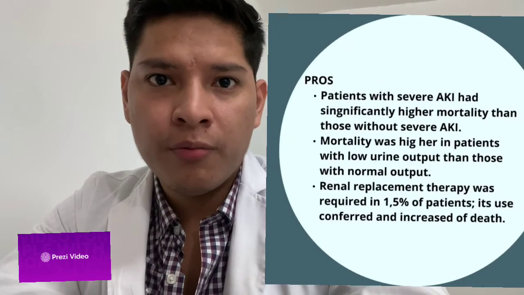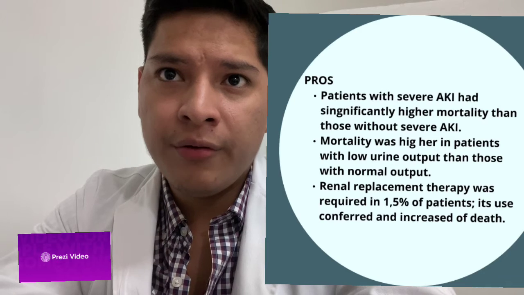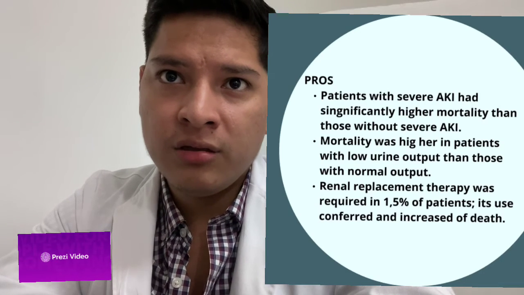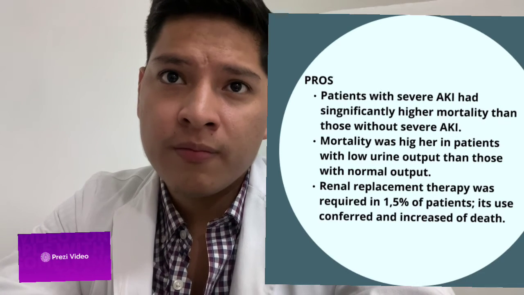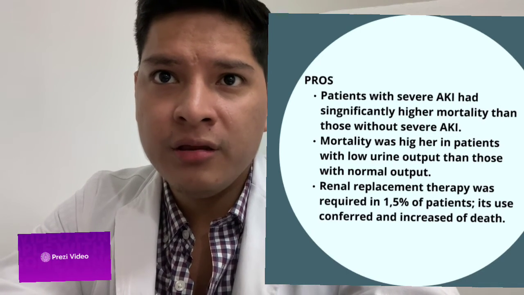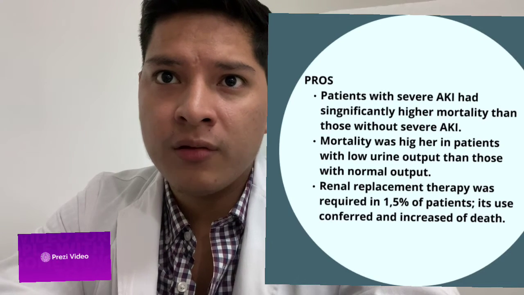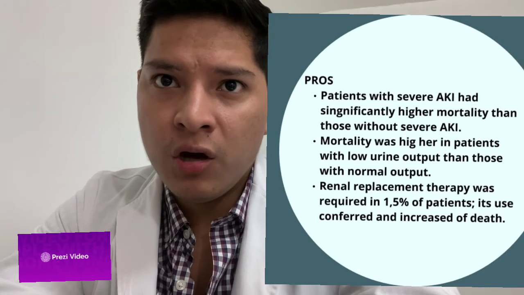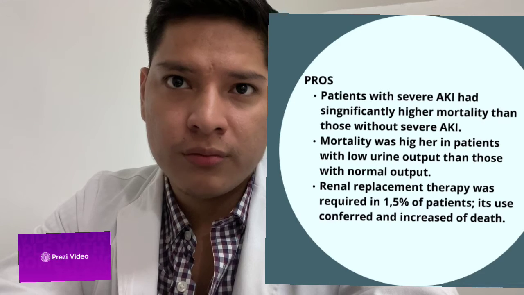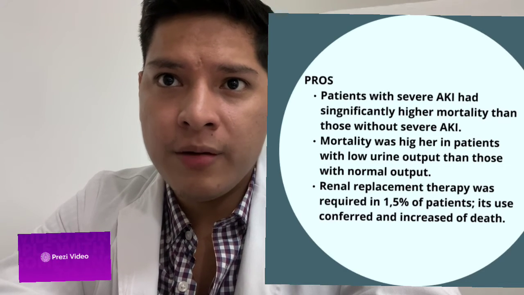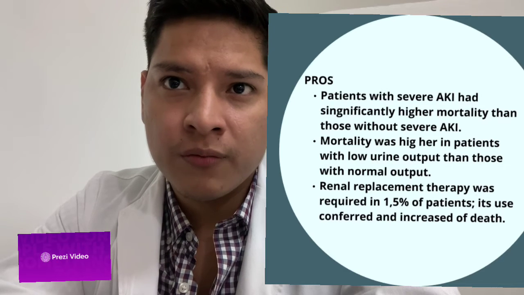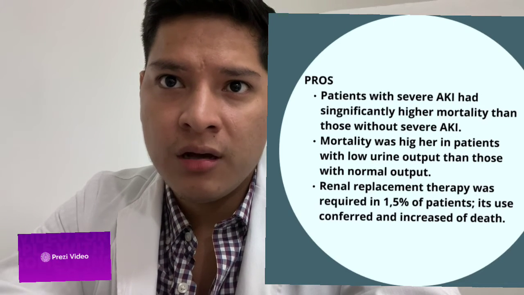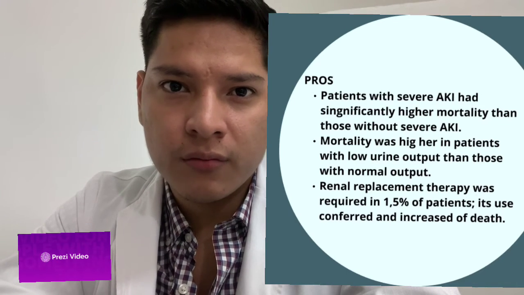Pros and cons. Pros: patients with severe AKI had significantly higher mortality than those without severe AKI. Mortality was higher in the patients with low urinary output than in those with normal output. Renal replacement therapy was required in 1.5% of the patients. It was associated with an increase in death.